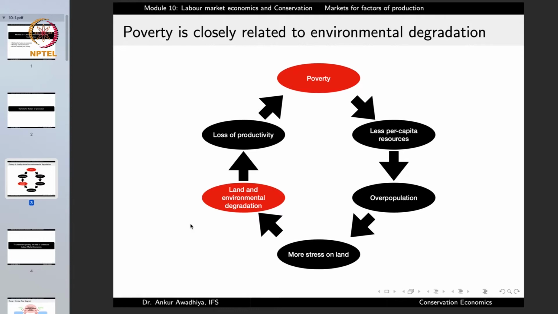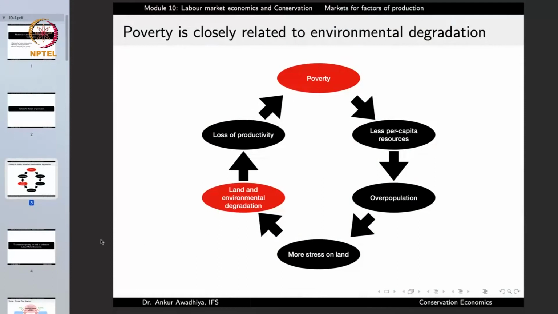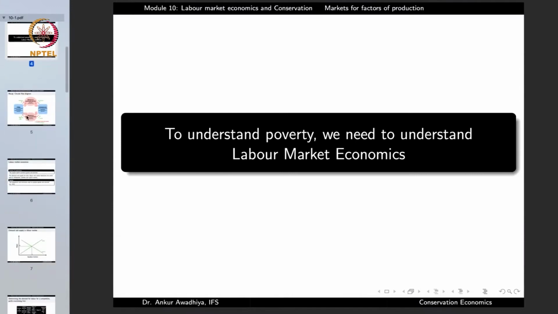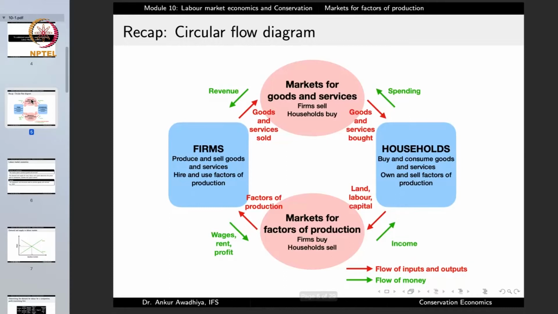So, poverty is closely, intimately related to environmental degradation, which is why it is important for us as conservation economists to know what causes poverty and how we can solve poverty. So, to understand poverty, we need to understand labor market economics. So what is labor market economics? What is a labor market? If you remember, we had talked about the circular flow diagram.